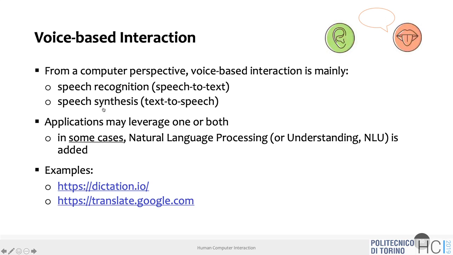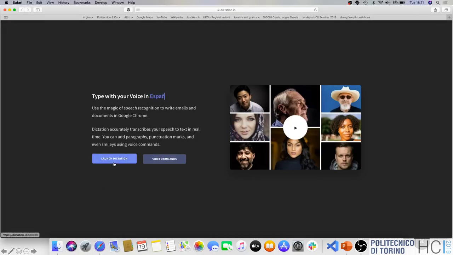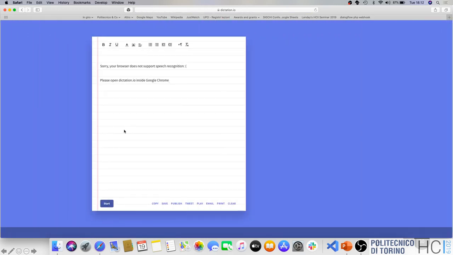And here are two examples. I chose two simple examples, just not to speak always of Siri and company. Well, the first one, I think that I can open it, is speech recognition. Yeah, in Chrome.